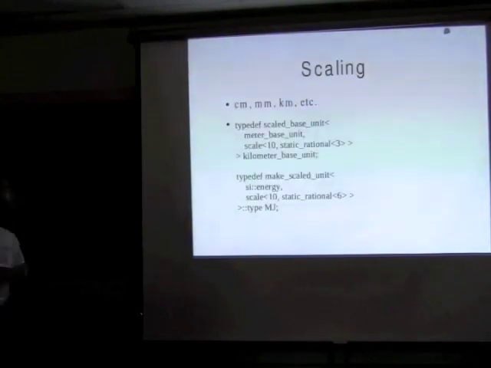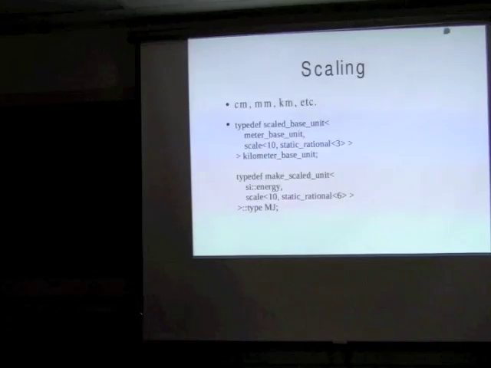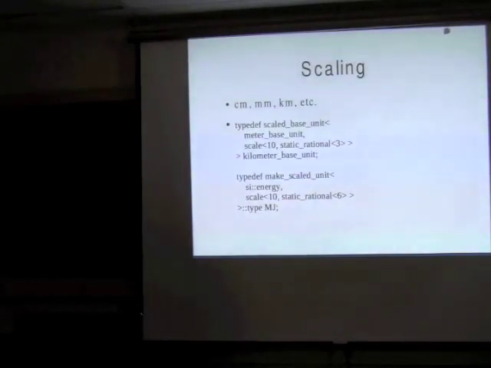One other thing: we can also define some units in terms of other units by applying metric prefixes. So centimeters, millimeters, kilometers, and all the rest are all defined in terms of meters. The way kilometers is actually defined is we use the scaled base unit template, we pass the meter base unit to it, so that's what we're basing it off of, and we use the scale template, which has a base of 10 and an exponent of 3.